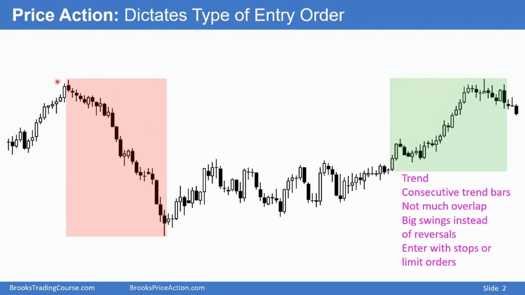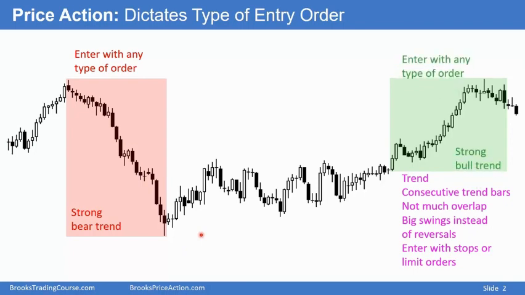When the market has big swings, consecutive trend bars, not much in terms of tails, not much in terms of reversals, traders can enter with stops or limit orders. Strong bear trend, you can enter with stops below bars, you can sell at the market, you can sell with limit orders above bars, betting reversals will fail. Strong bull trend, you can buy with stops above bars, you can buy with limit orders below bars, betting that reversals will fail.